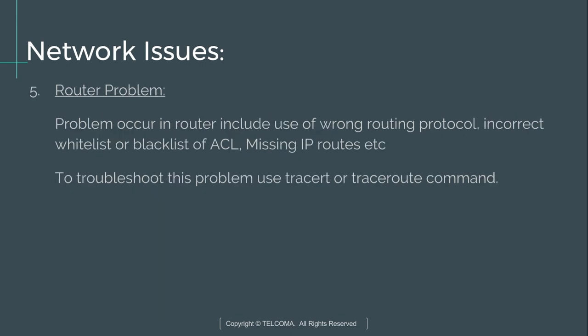The problems that occur in routers include the use of wrong routing protocols, incorrect whitelist or blacklist of the access control list, where we define different access in the whitelist and different access in the blacklist, and a missing IP route. So these are the problems which occur in the router. To troubleshoot these problems, we have to use the traceroute command in the router.